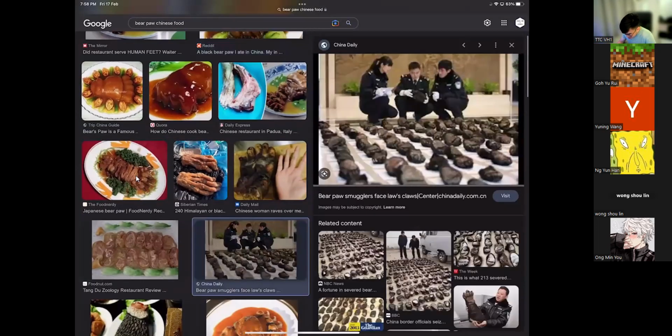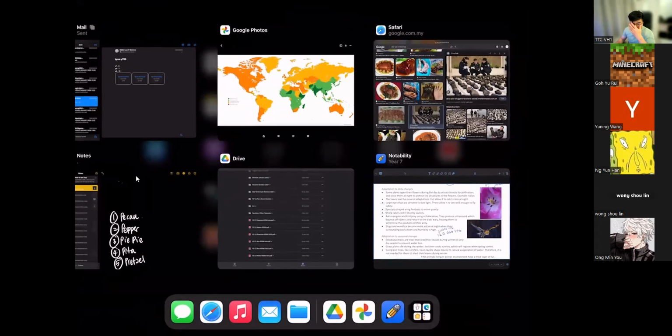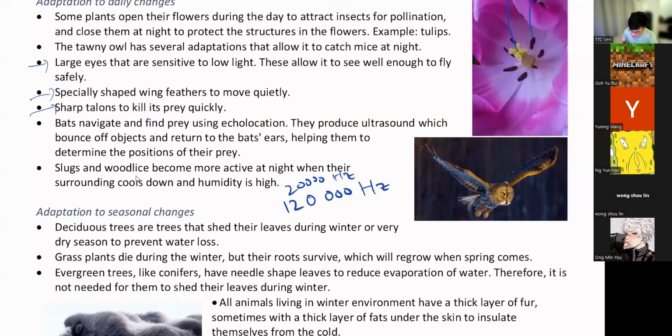Right? You see, they even have to hunt these hunters down. You see, bear paw smugglers. Absolutely disgusting, isn't it? They even eat monkey brains though. They believe it's like a tonic for health. You need help seriously if you eat this.